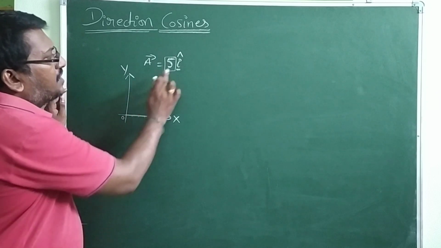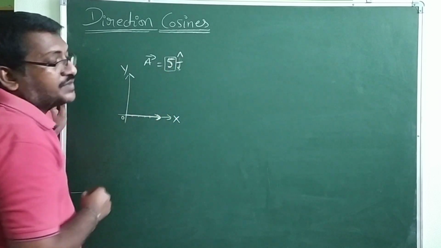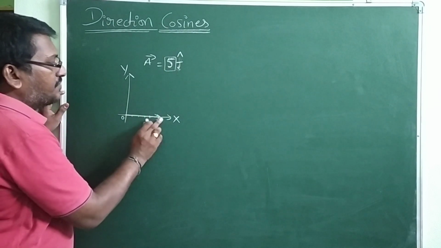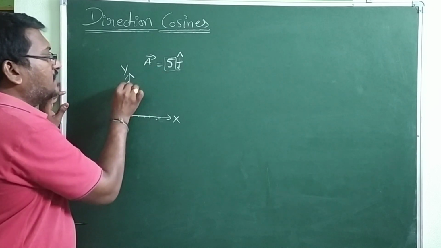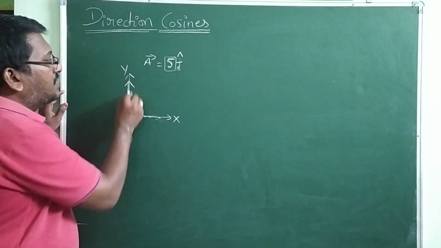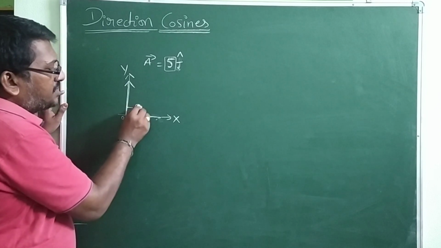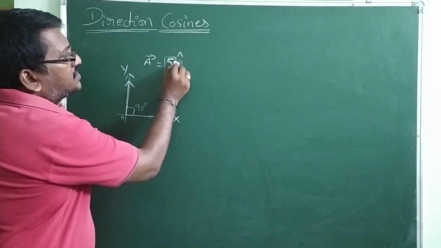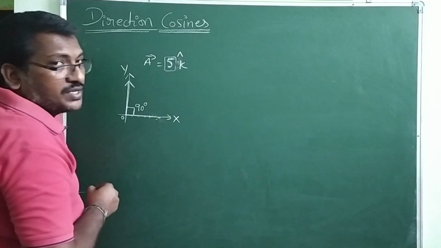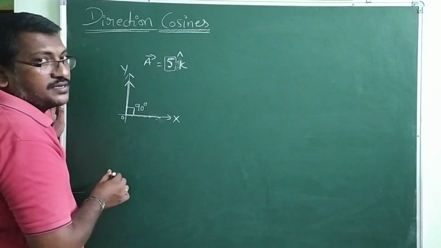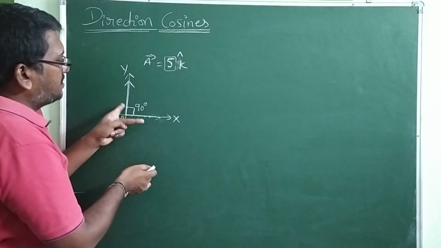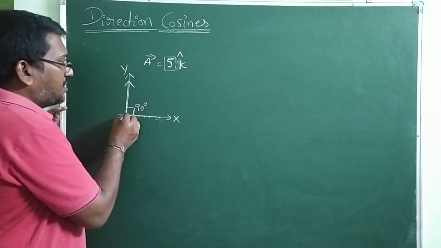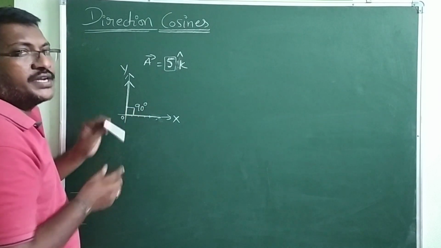For example, say a bar is equal to 5 j cap. In this case, what is the direction of the vector? When you say 5 j cap, that means the vector a bar lies along the y-axis. That means with the x-axis it makes some angle, what is that? 90 degrees. Similarly, I am giving the vector a bar is equal to 5 k cap. In this situation, the vector lies along the z-axis. This is the x-axis, y-axis, and we can take the z-axis here. Along the z-axis, you can say with the x-axis it makes 90 degrees.